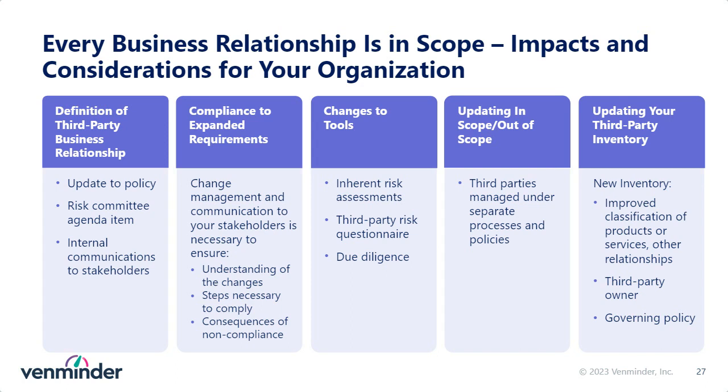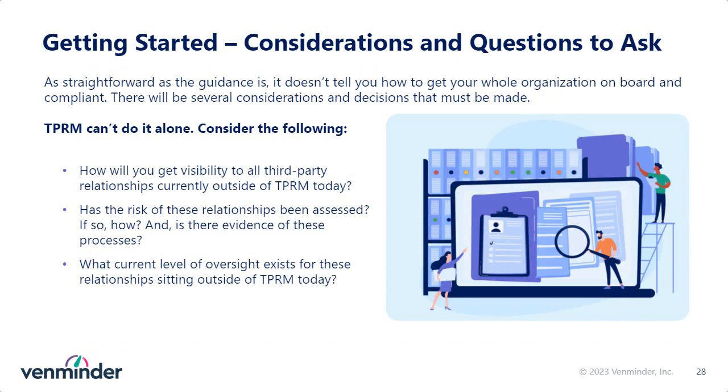We also want to make sure that we can update that inventory. This is really important. So we want to make sure we have improved our classification of products and services types, what that relationship is delivering. Okay, why do we have them? We also want to know who owns the relationship, that governing policy, and of course, the risk of the relationship and if they're critical or non-critical.